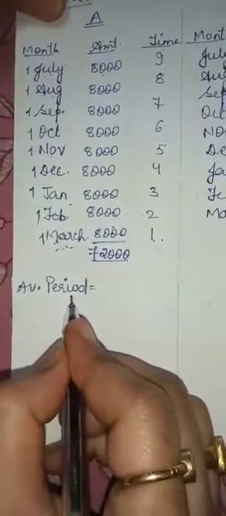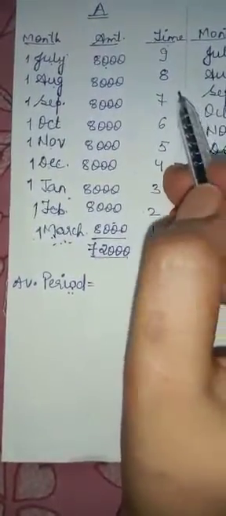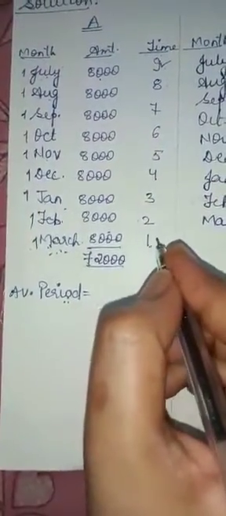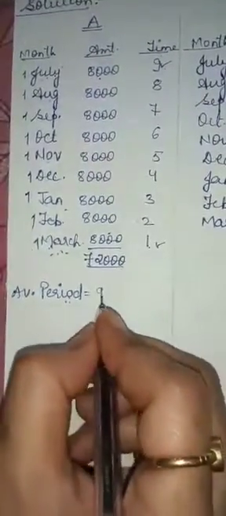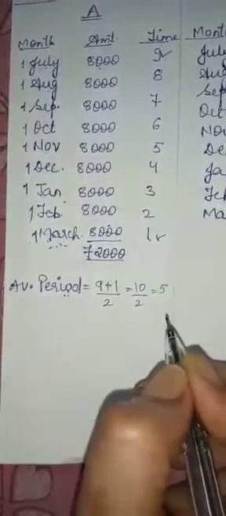Now again in this case also we first have to find the average period for the calculation of interest on drawings. So average period, we know the formula. The time period left after first drawing, that is 9, and the time period left after last drawing, that is 1. So 9 plus 1 divided by 2 is equal to 10 by 2, which is equal to 5.